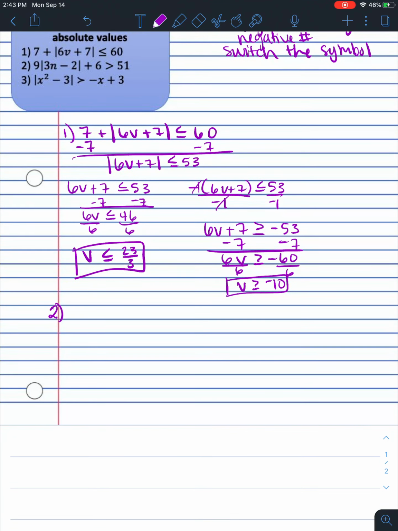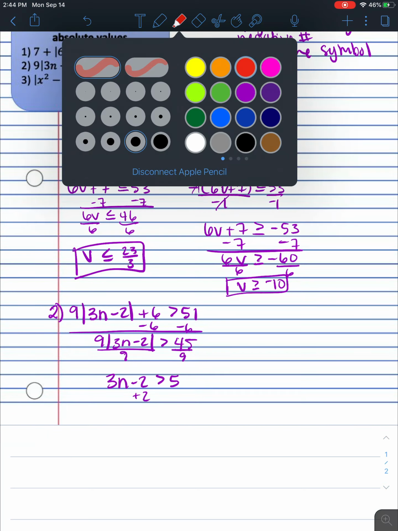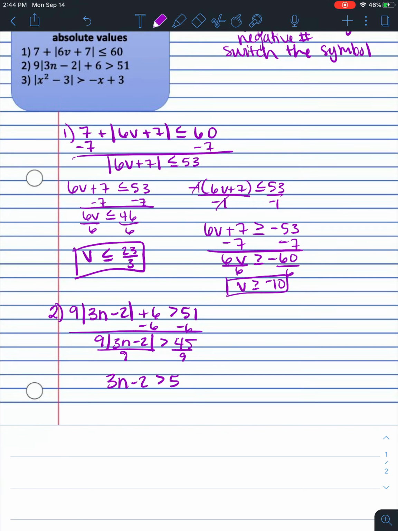All right, so then we have number 2. 9 times absolute value of 3n minus 2 plus 6 is greater than 51. So I'm going to subtract 6 from both sides first. That leaves me with 9 times absolute value of 3n minus 2 greater than 51 minus 6, which is 45. I'm going to divide by 9. So absolute value of 3n minus 2 is greater than 45 divided by 9, which is 5. I can add, whoa. I totally just messed up.